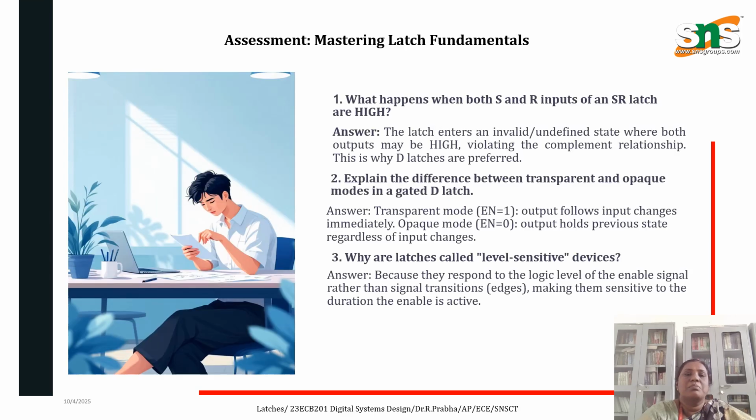Now the assessment. What happens when both SR inputs of the SR latch are high? When both are high, it is an invalid state, so we can go for the D latch. Next is the difference between transparent and opaque modes in a gated D latch. In transparent mode, if enable is equal to 1, the output follows the input change immediately. But in opaque mode, enable is 0, and the output holds the previous state.